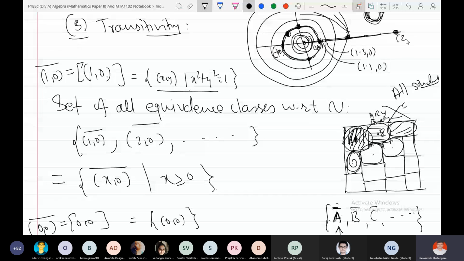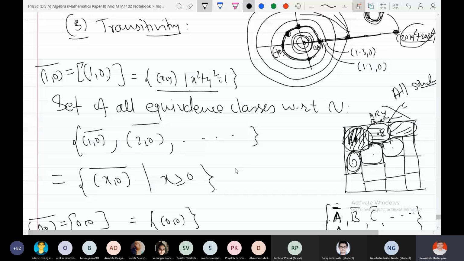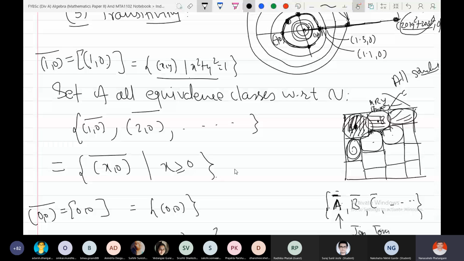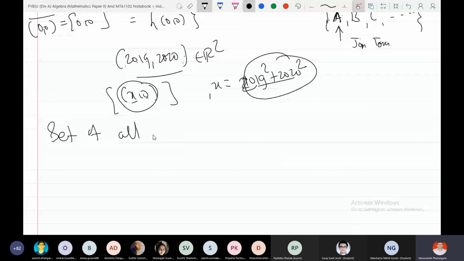2019 squared plus 2020 squared. This is a number, right? And comma 0. Whatever this big number is here, this class includes (2019, 2020). You check this. Is the idea clear, what I want to say? Yes, sir. Very good.